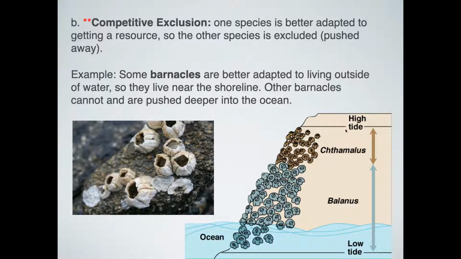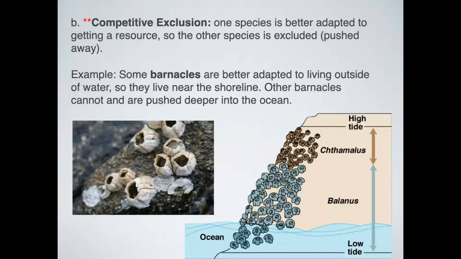So again, this is high tide. This is about as high as the water level gets. And so these guys are very good at being able to adapt to not needing to be in water the entire time, whereas this is low tide. And so you can see this species is going to be less adapted to living outside of the water for long periods of time. And so you can have two entire species of barnacle that are different from one another, but they are literally excluding this one because this one is not as good at living outside of water, whereas this smaller one is. And that's competitive exclusion.